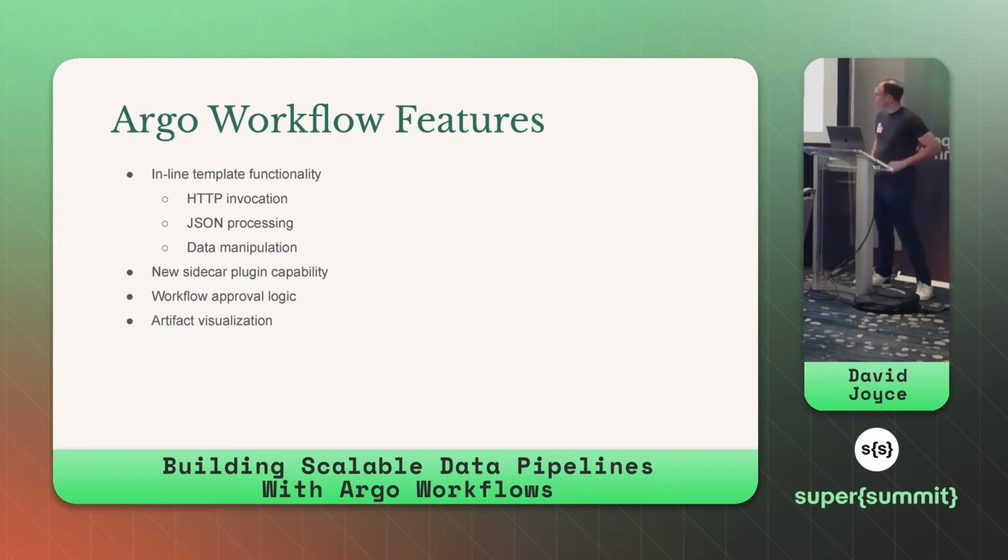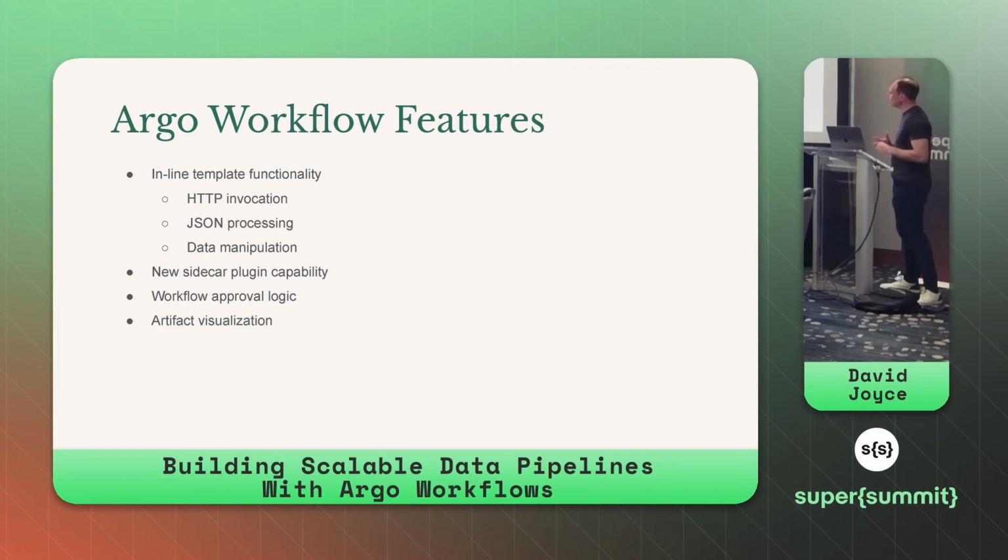Just to wrap up some of the Argo Workflows stuff. Argo Workflows has a lot of features, and the most recent release is 3.3, I think, and it has some cool features that we haven't got to yet. We're in the process of upgrading to Argo Workflows 3, but it has the ability to run inline template functionality. So for example, you can run a command in your YAML file to invoke an HTTP web service. You can then process that, calling it in your YAML template. You can process the JSON and transform it in some way.